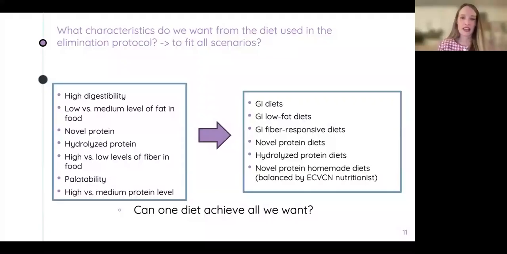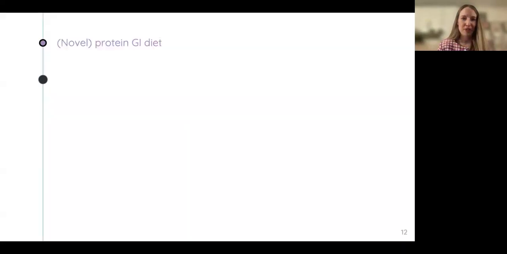So can one diet achieve all we want? Normally, you see that that is not the case, and you have to select your diet based on the individualized approach that you take for your patient.